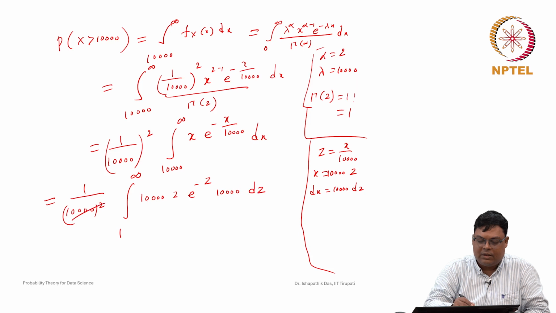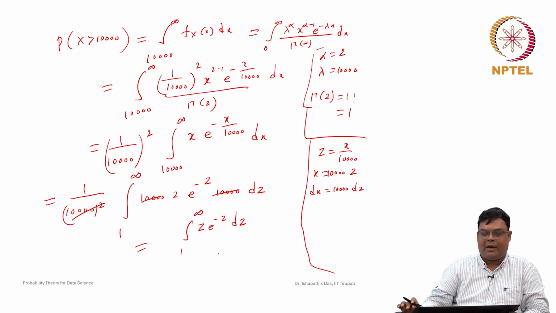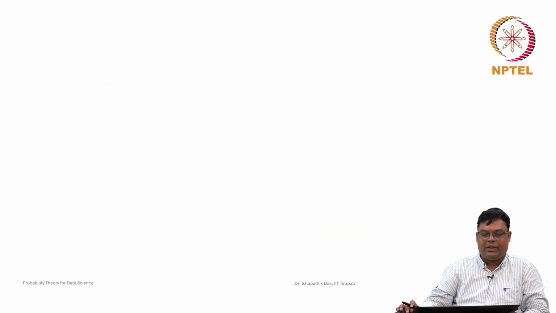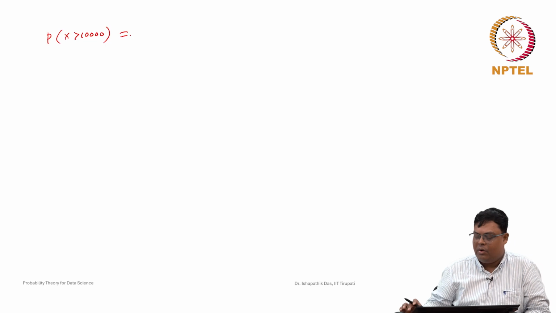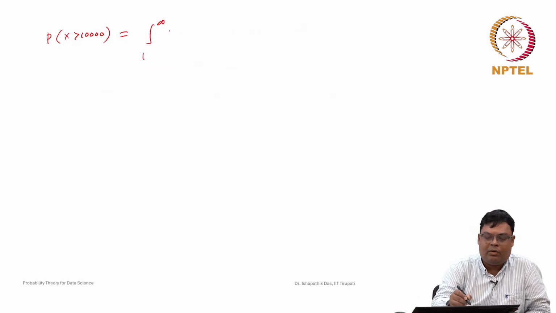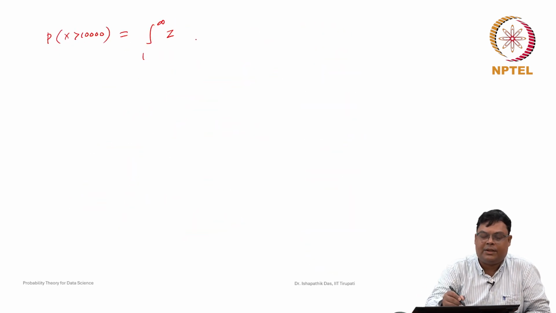So, then this 10,000 square is cancelled. So, this is nothing but 1 to infinity z e to the power of minus z dz. So, that we want to find. So, basically it is a very simplified form we got. So, hence probability that x is greater than 10,000, it is nothing but what we found, it is 1 to infinity z e to the power of minus z dz.